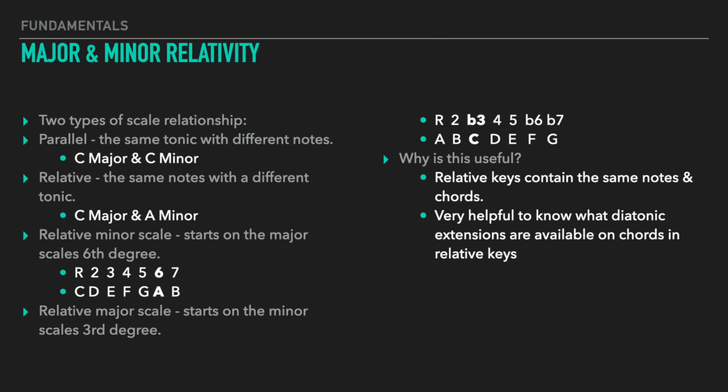This is also very helpful to know what diatonic extensions are available on chords in relative keys. This is not something we're going to be covering in this course and will be much more useful when we learn about 7ths, 9ths, and 11ths in future courses. However, this basic knowledge of major and minor relativity helps extensively in this topic.